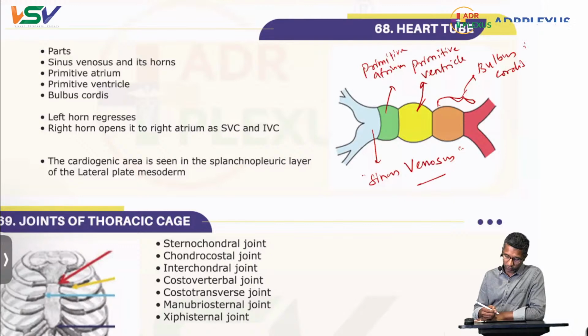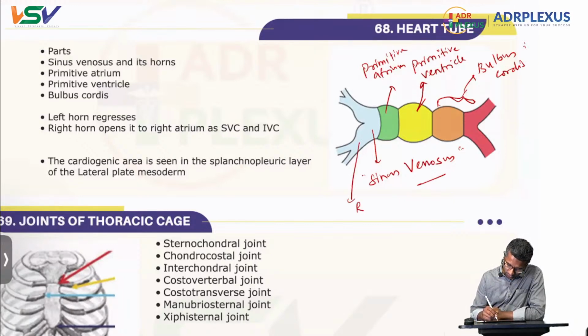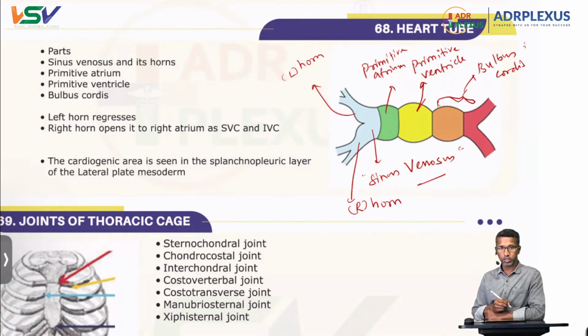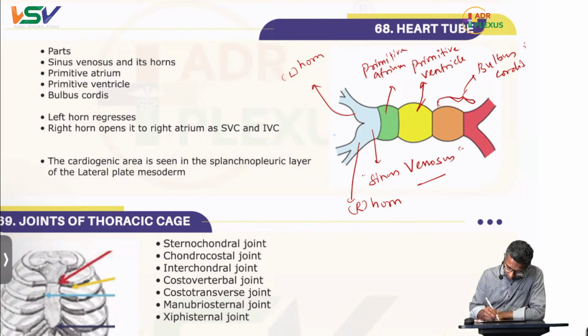If you see, the sinus venosus has got two horns. Let us consider this is the right horn of the sinus venosus, and this is called the left horn of the sinus venosus. And each horn has got three tributaries in them.